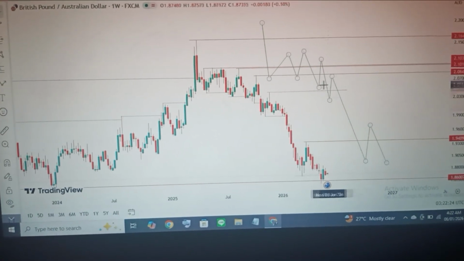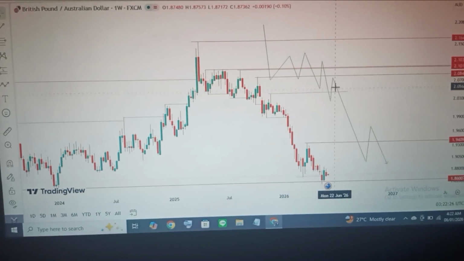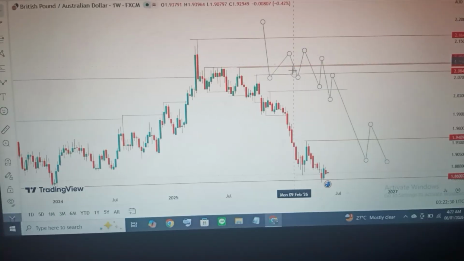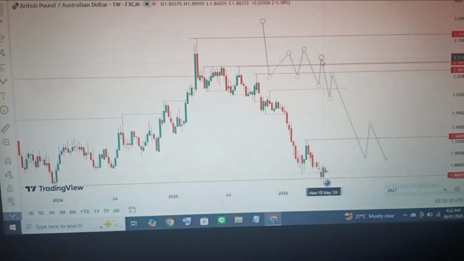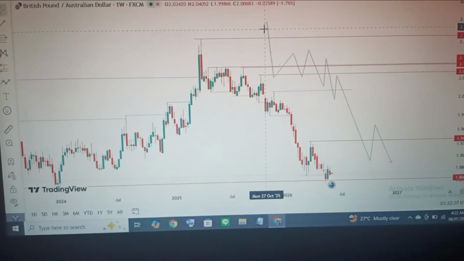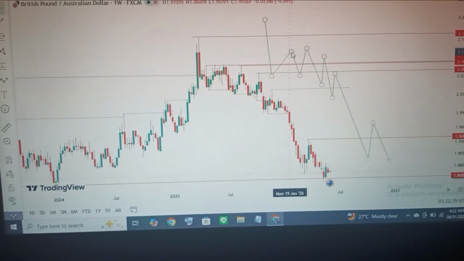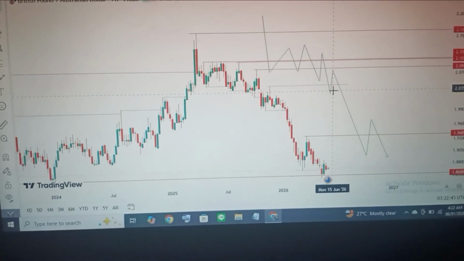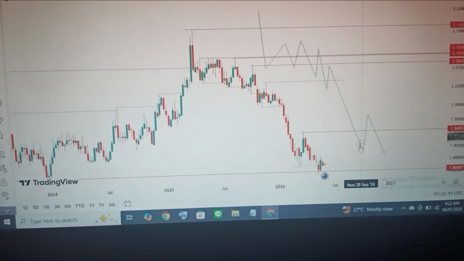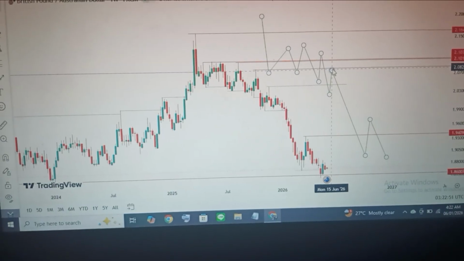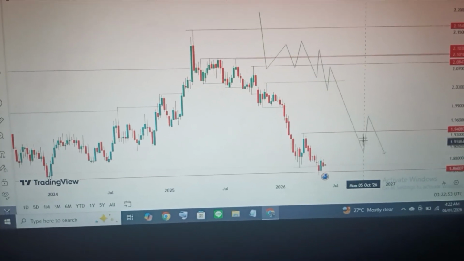Now, once we understand structure, we know the impulsive leg and the correction. The overall structure of this market is bearish. Right from here, we can know that this is from the top. So we can know that high, low, and the market is creating a sequence of break of structure to the downside. Now, what we had here is we had a push. We had this high, we had this low.